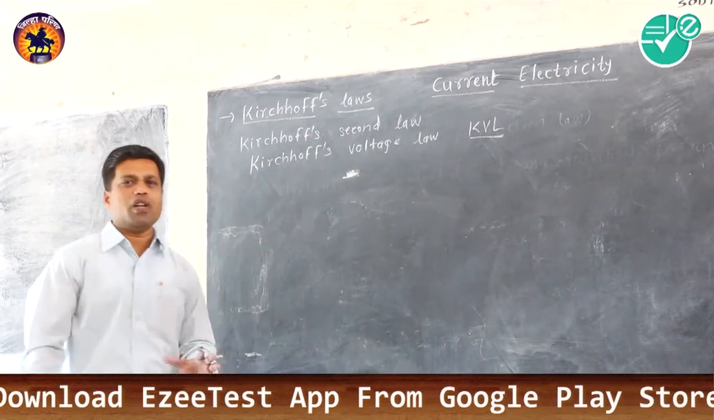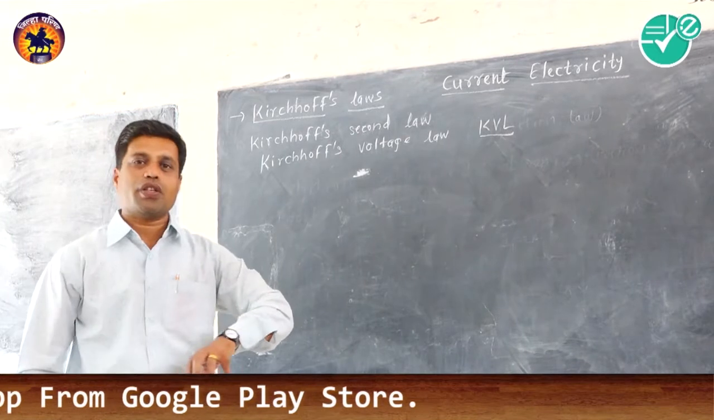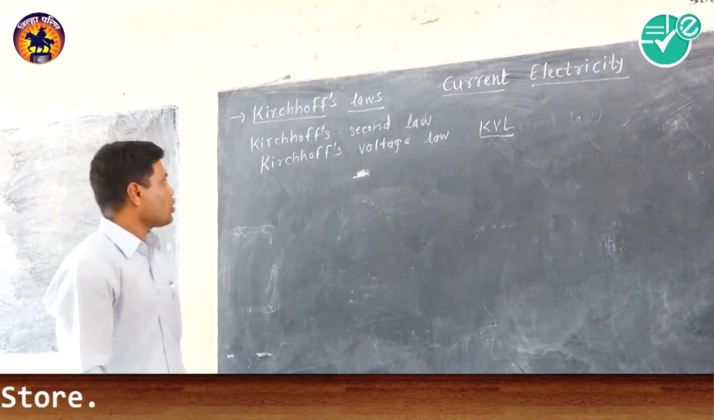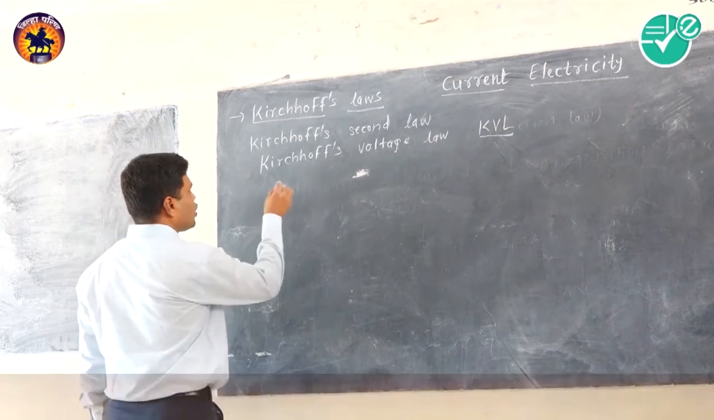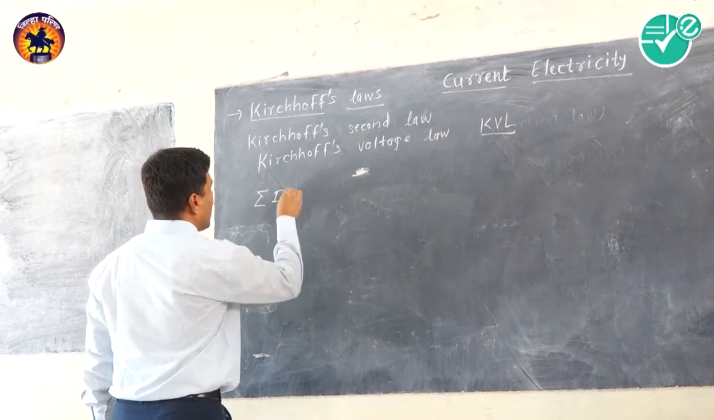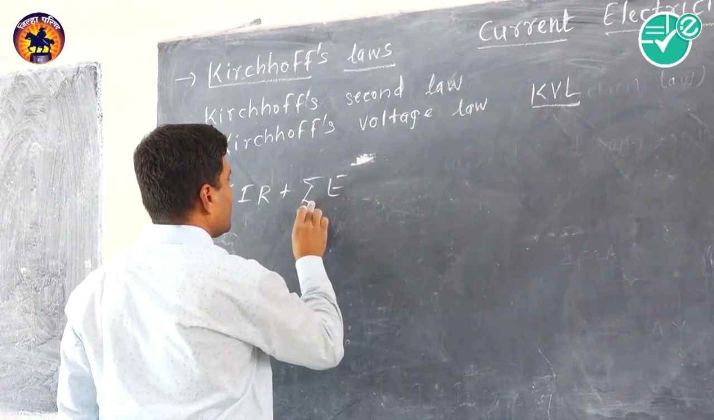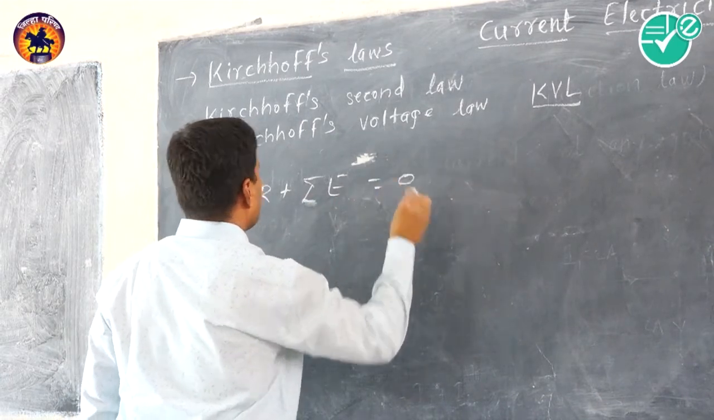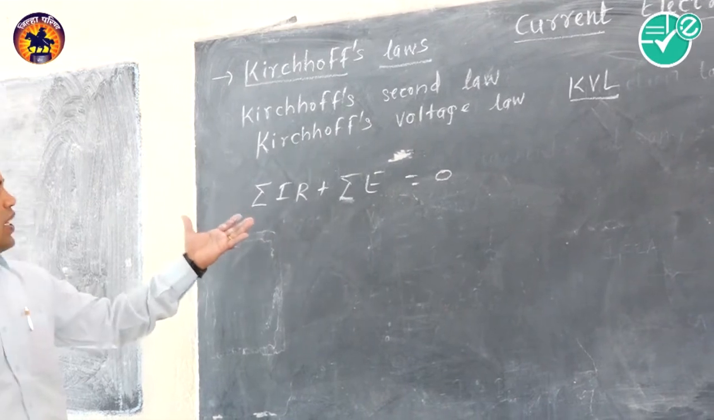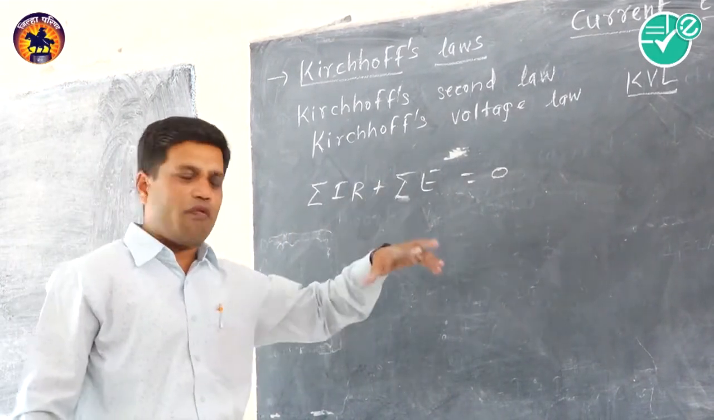The statement is very simple. If you know the mathematical statement, from that mathematical statement you can easily write the descriptive statement for this law. The mathematical statement for Kirchhoff's voltage law is summation of IR plus summation of E is equal to 0. This is Kirchhoff's voltage law. It is a single line, a 2 or 3 word statement in the concept of math.